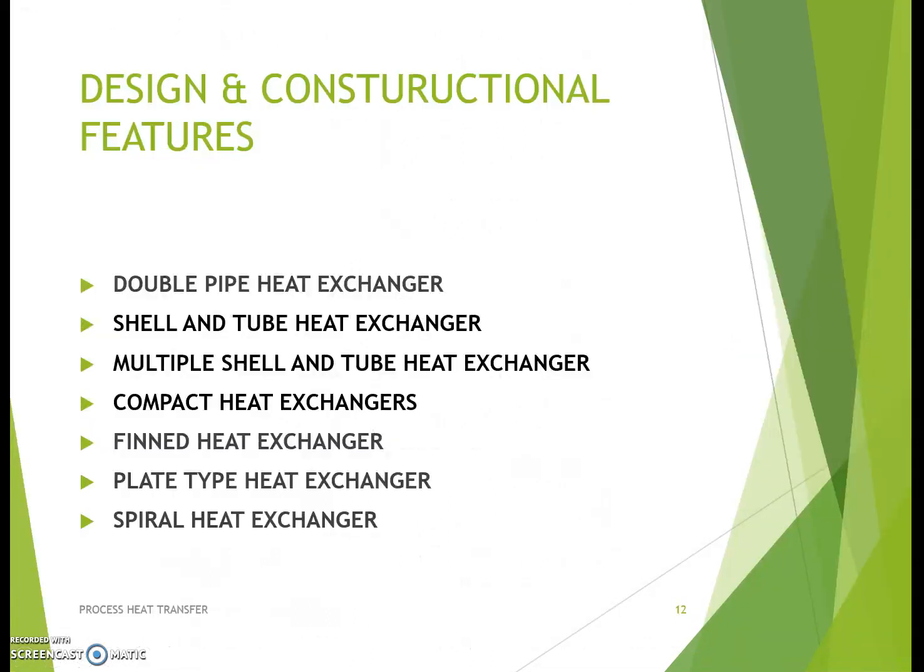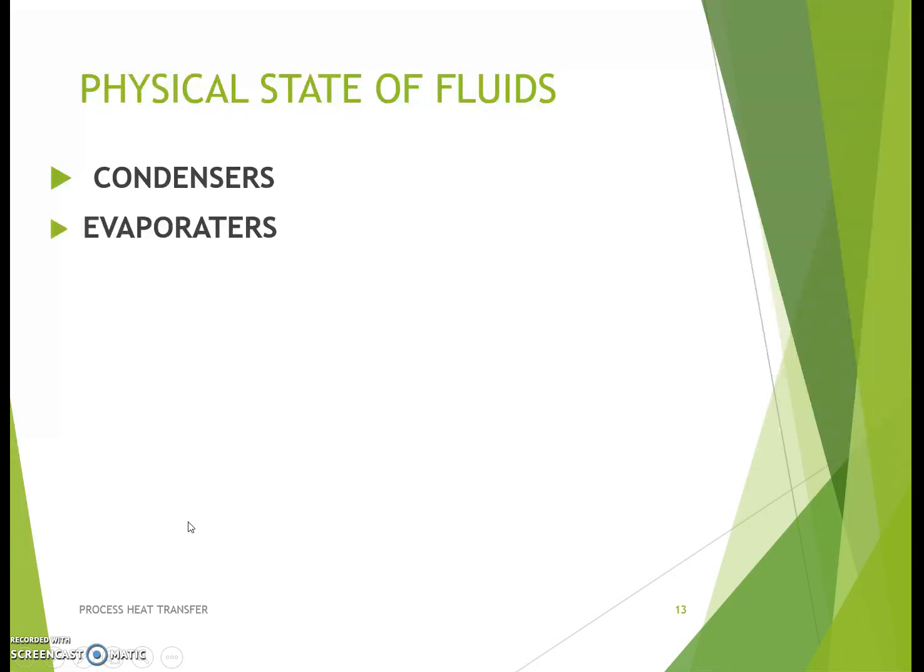The next is the classification based on design and constructional features. It is classified as double pipe heat exchanger, shell and tube heat exchanger, multiple shell and tube heat exchanger, compact heat exchanger, fin heat exchanger, plate type heat exchanger, and spiral heat exchanger. And on the basis of physical state of fluids, it is classified as condenser and evaporator.